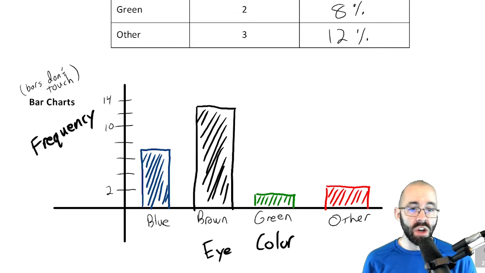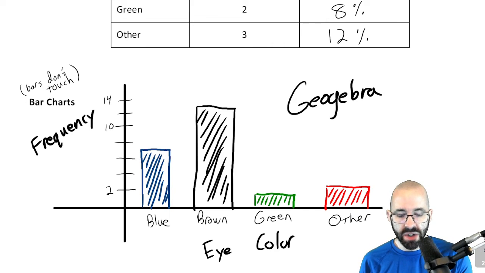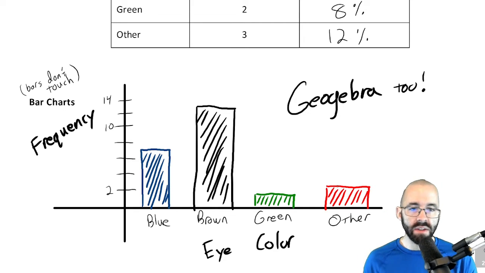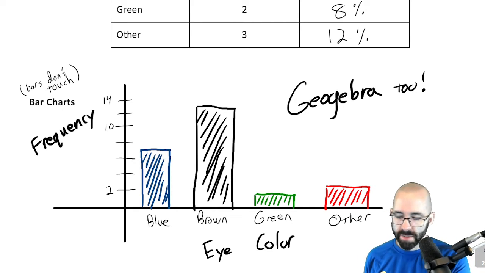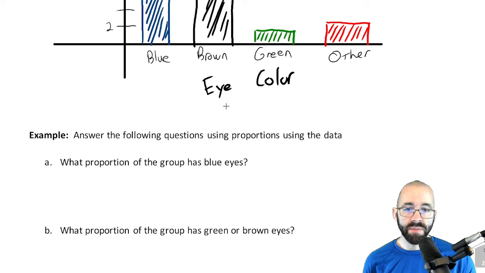We can do this with GeoGebra, just like we did it for histograms. GeoGebra can make bar charts, but we won't really focus on that here. That's how we can visualize this.